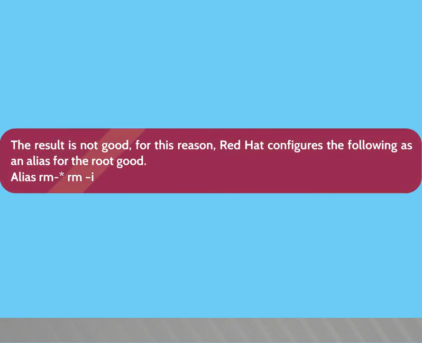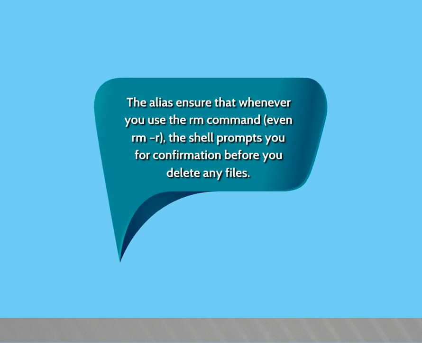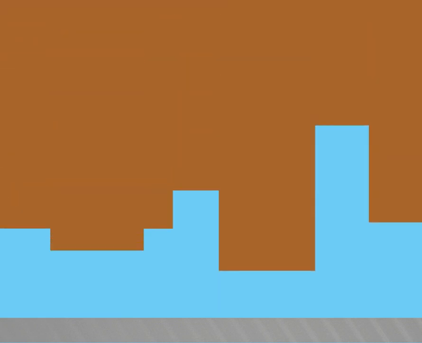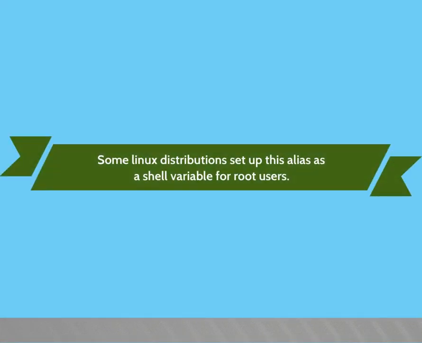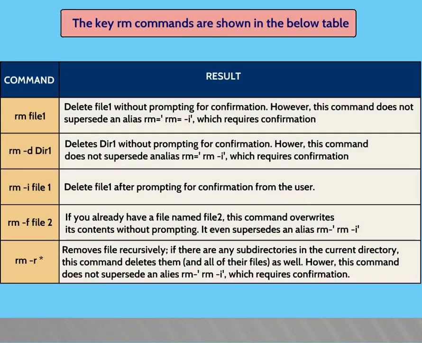For this reason, Red Hat configures the following as an alias for the root account: alias rm='rm -i'. The alias ensures that whenever you use the rm command, that is even rm -r, the shell prompts you for confirmation before you delete any files. Some Linux distributions set up this alias as a shell variable for root users. The key rm commands are shown in the below table.